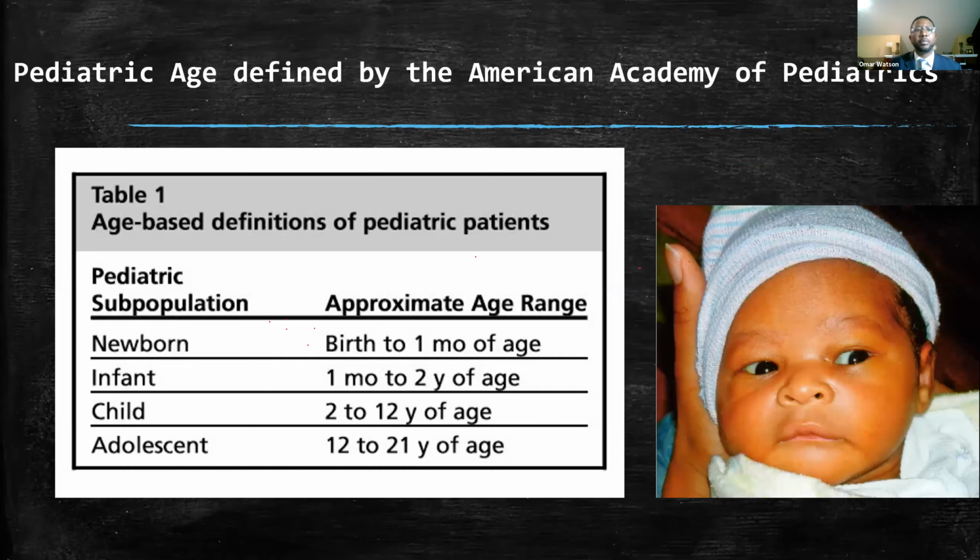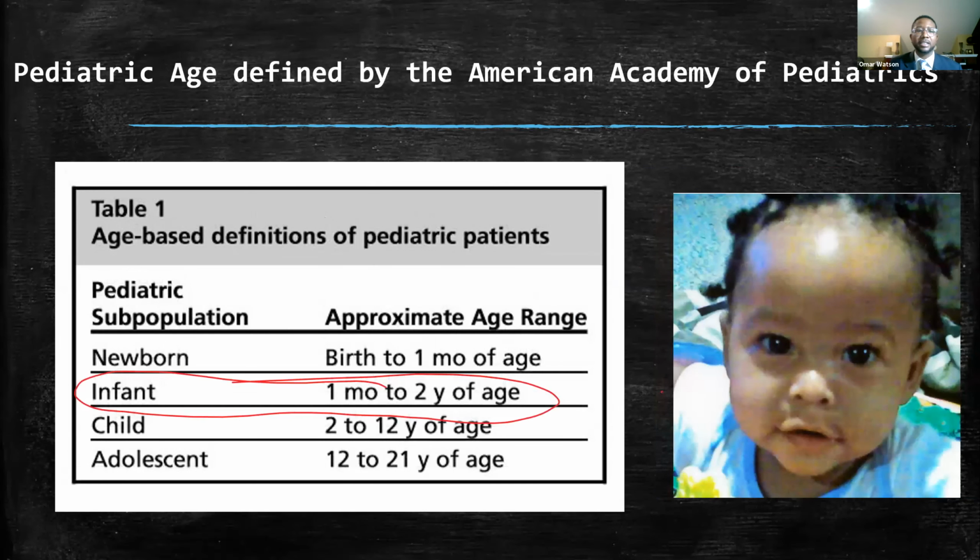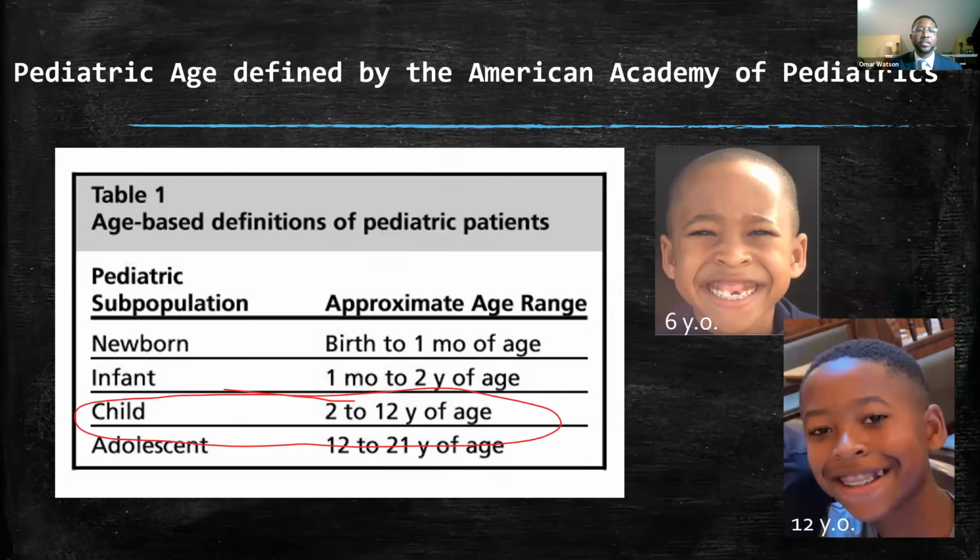So, pediatric age as defined by the American Academy of Pediatrics: newborn, birth to 1 month of age. This is my son during that time. You can see here, and then this is him as an infant, defined as 1 month to 2 years of age. And then this is him with this wide range here as a child, 2 to 12 years old.